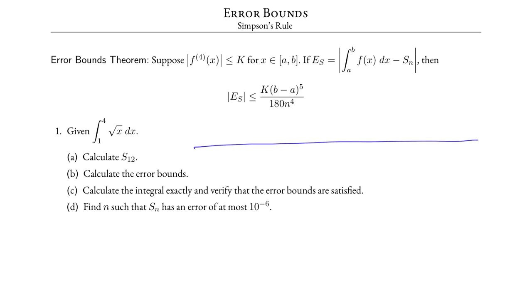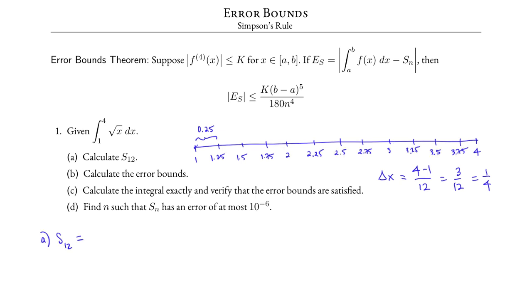Given the integral from 1 to 4 of the square root of x dx, we will use the Simpson rule to estimate the integral using n equals 12 intervals. We then calculate the error bounds and the exact integral to verify the theorem. We then find an n such that S sub n has an error of at most 0.000001, or 10 to the negative 6 power.